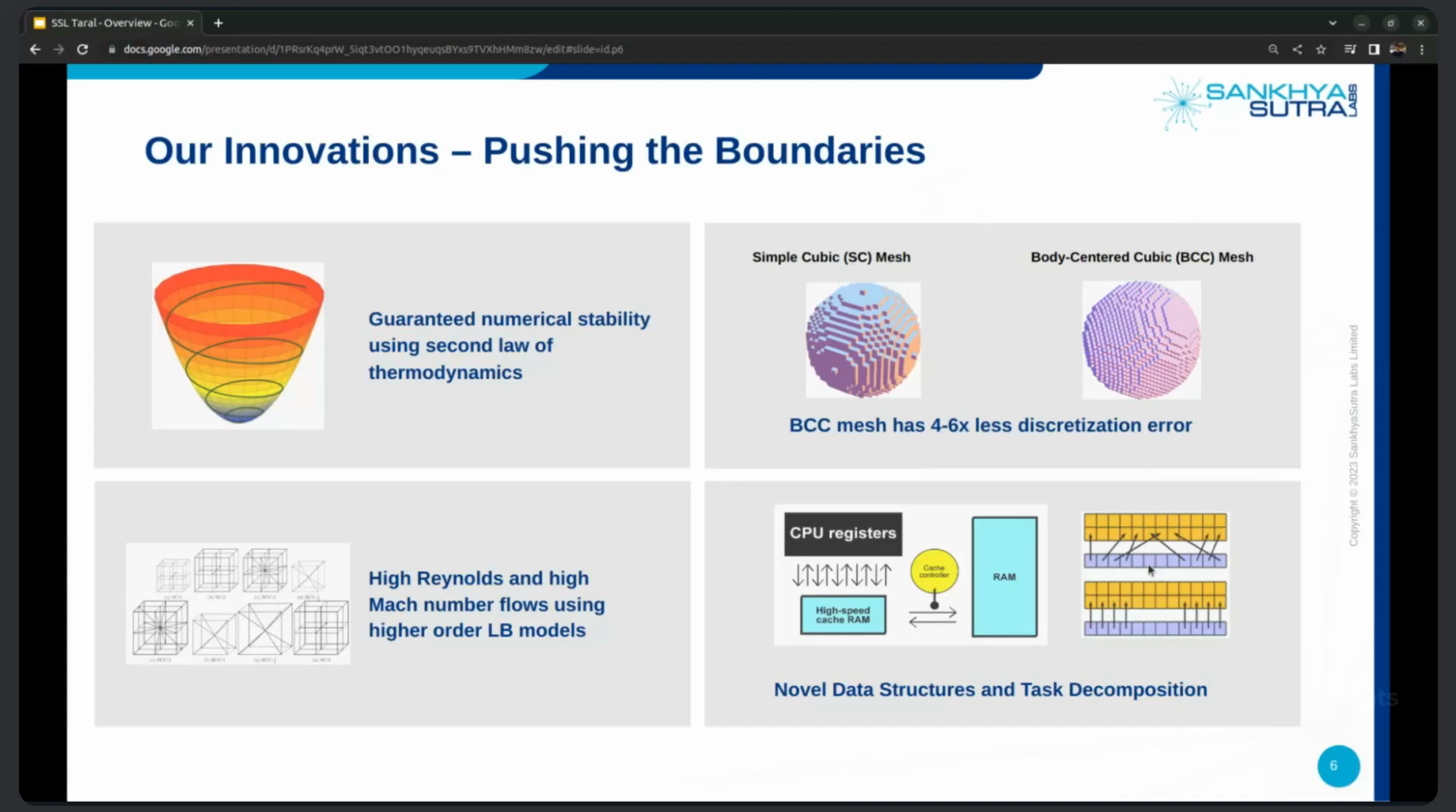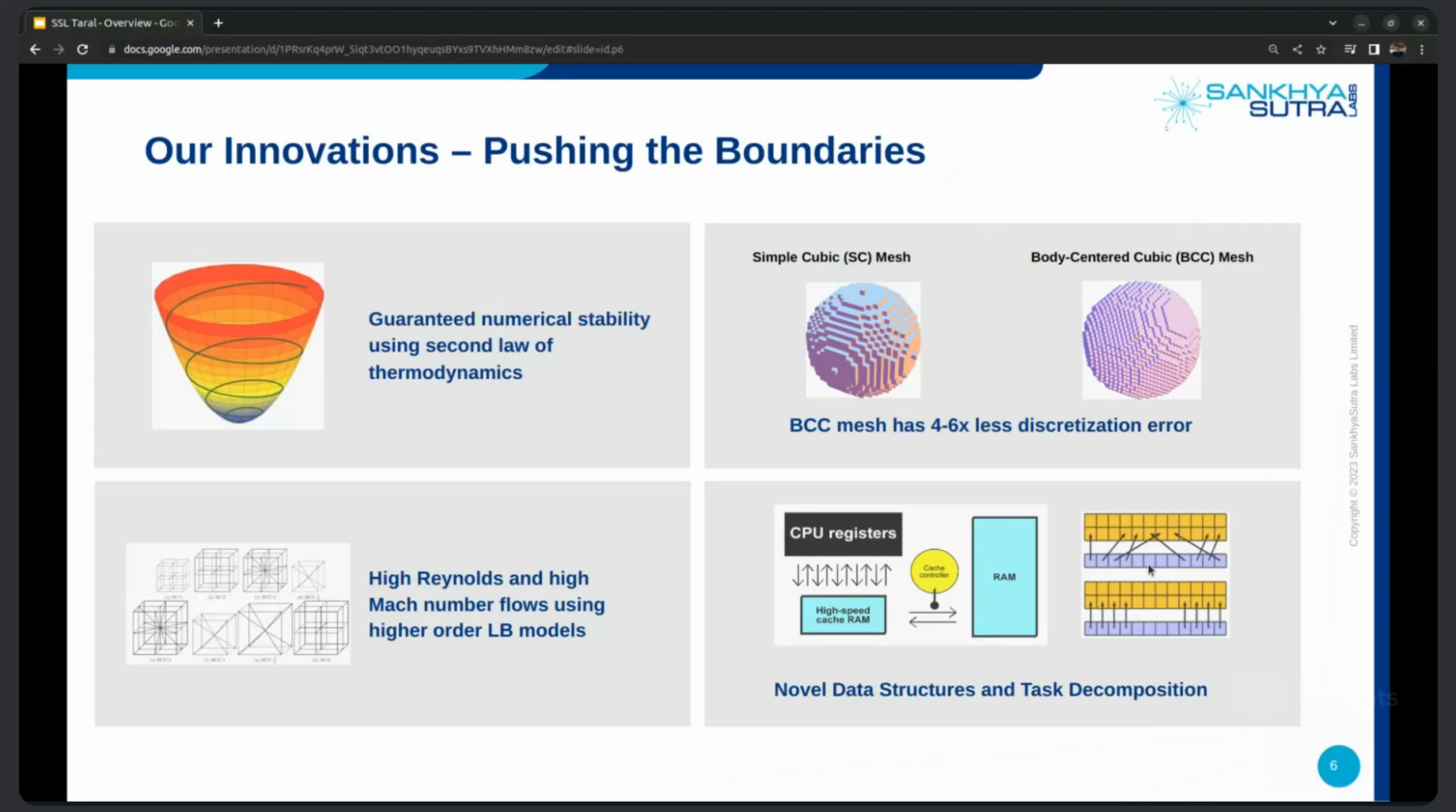Right. So the next thing that sets us apart from most of the other Lattice Boltzmann based CFD simulation software is that we use higher order LB models for our simulation. Why does the requirement of higher order models even pop up? It's common knowledge that the basic models of LB are not able to cope with the requirement when you go to high speed flows.